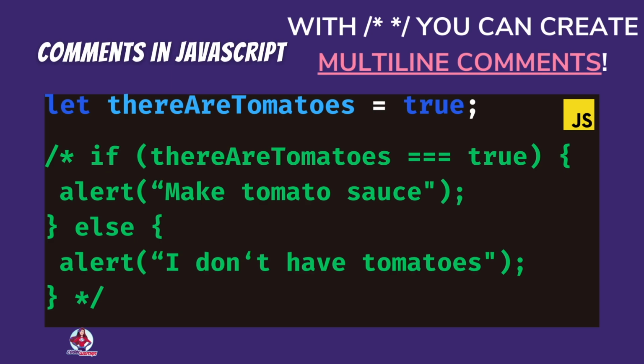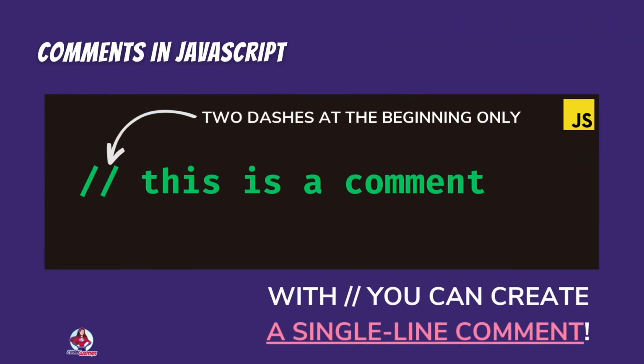Commenting out code this way is also great for finding errors. That's how we create multi-line comments. To make a single-line comment, we start the line with 2 slashes. Everything in the same line as these slashes becomes a comment.